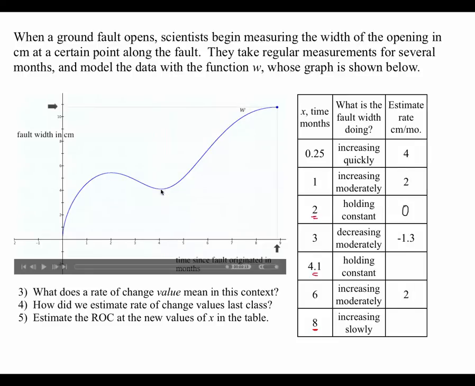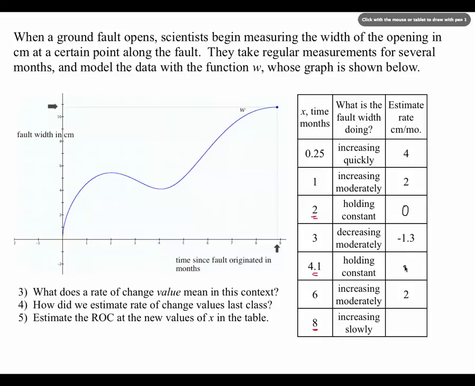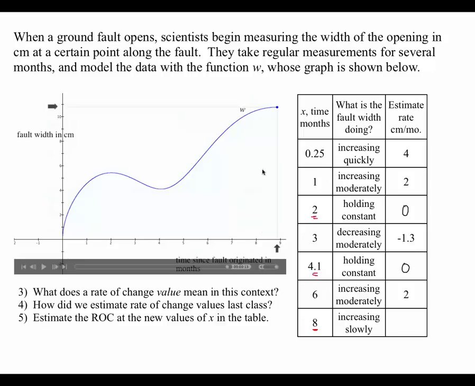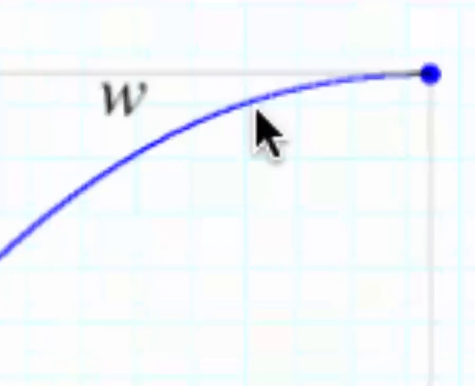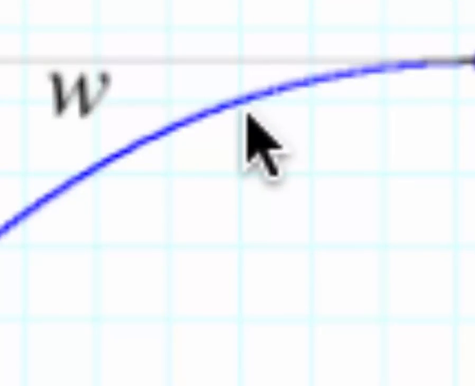So let's do 8, which won't be 0. Okay, so let's do 8. I'll let you do 8. 8 is right here. Am I in the right spot? Yes. Here we go. Okay? You do 8. Go. So this is for x equals 8. Estimate the rate of change.